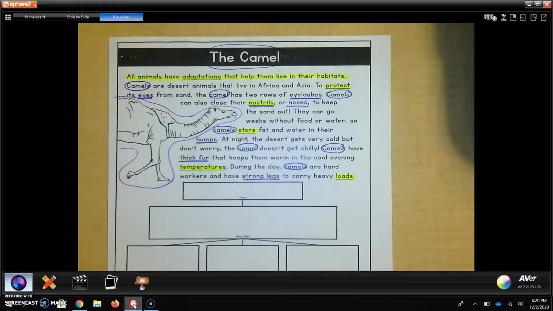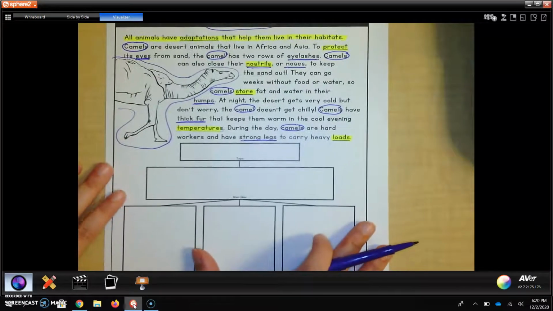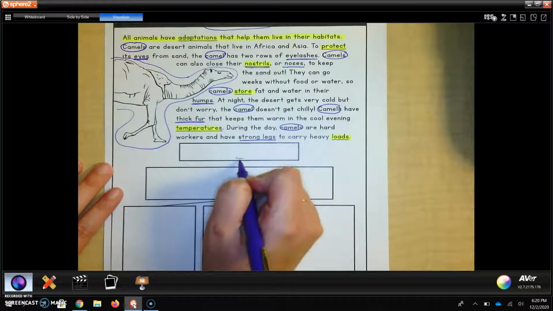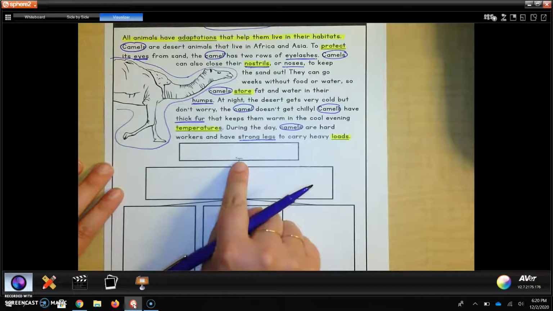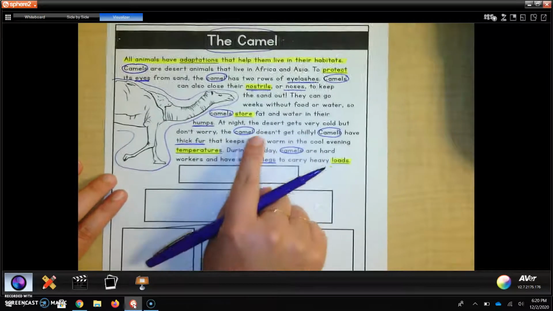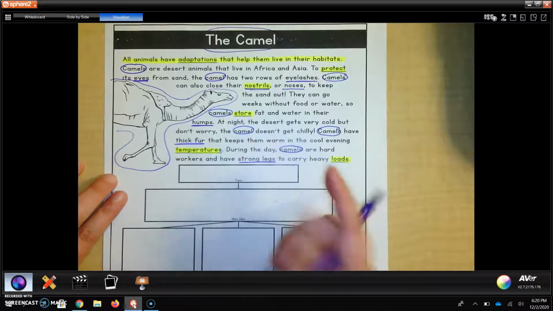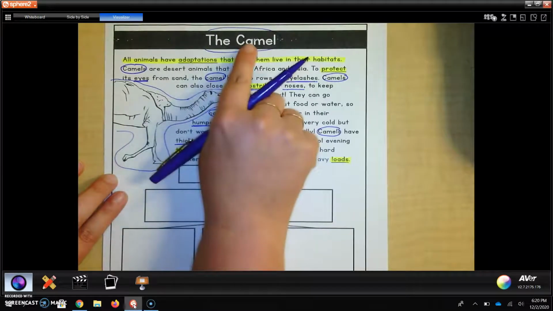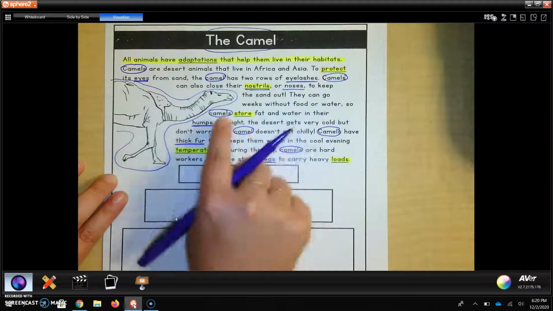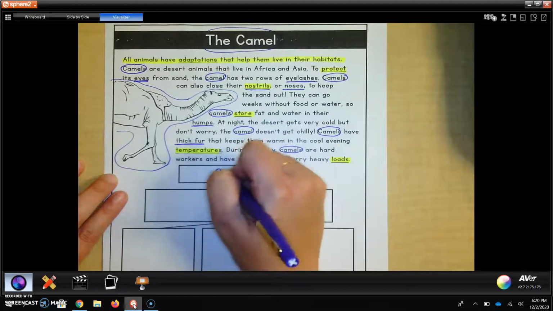So now let's take what we know and fill out our graphic organizer. The topic, remember, is the person or thing that your text is about. Well, we know from the picture, from our title, and from repeating words, our topic is a camel.